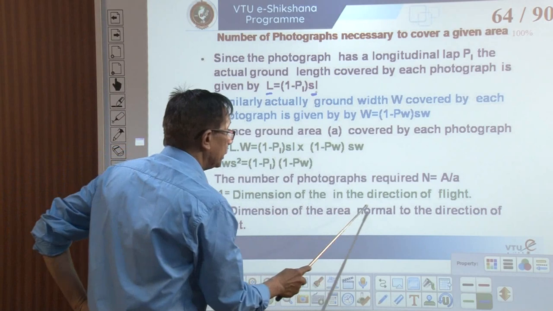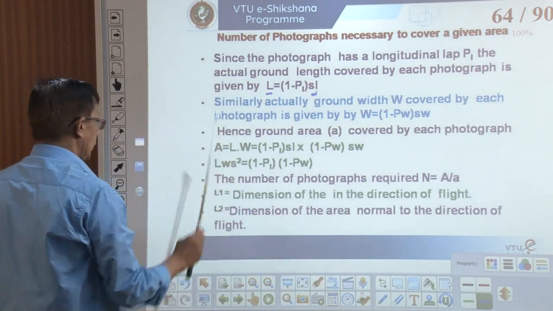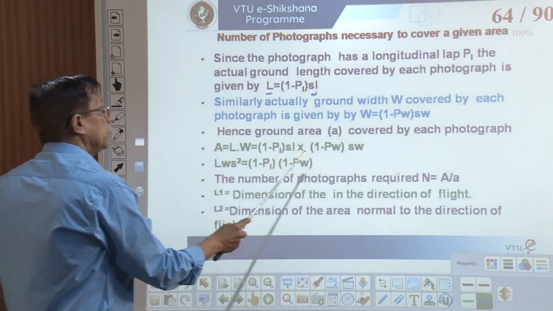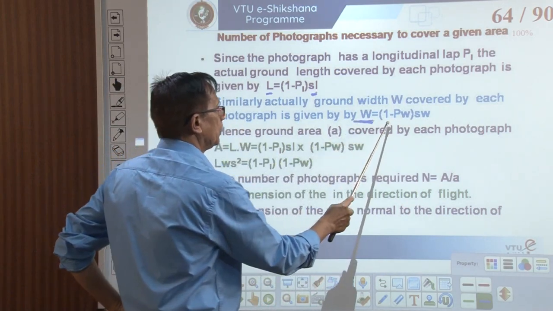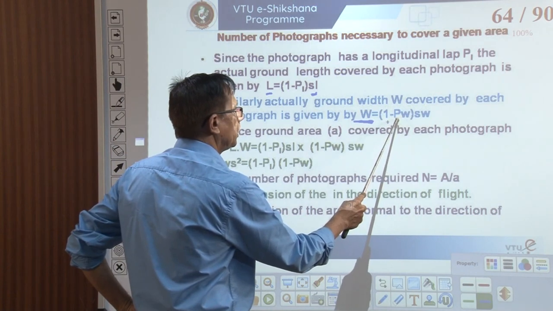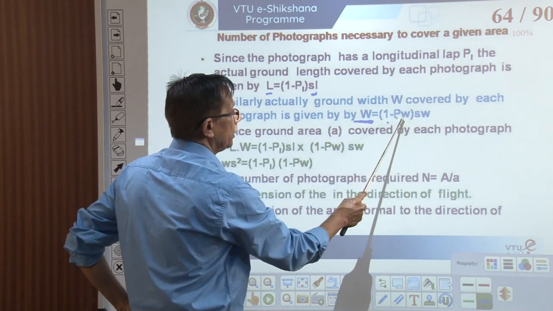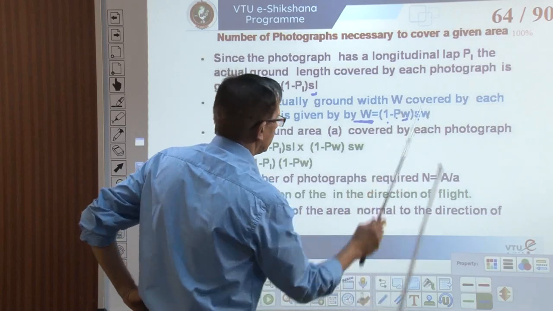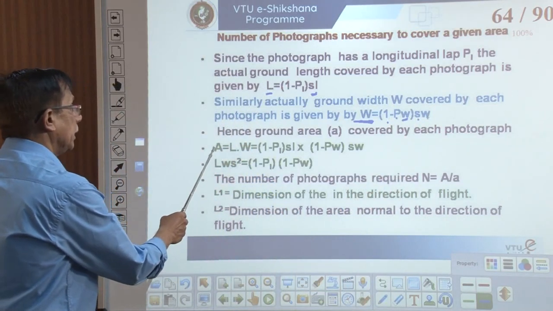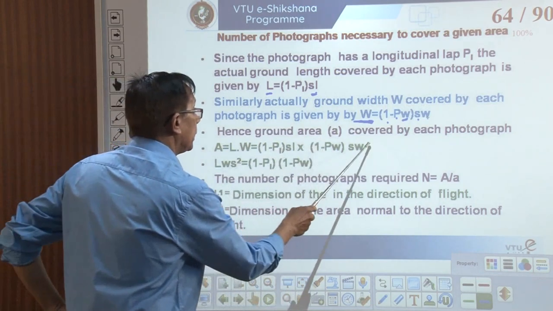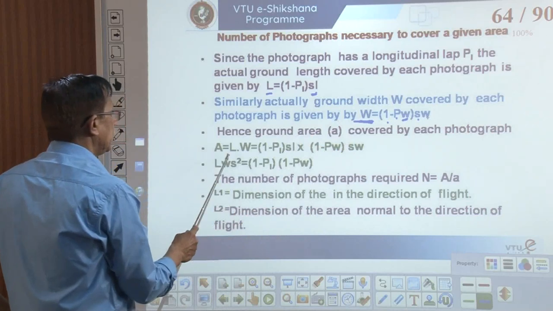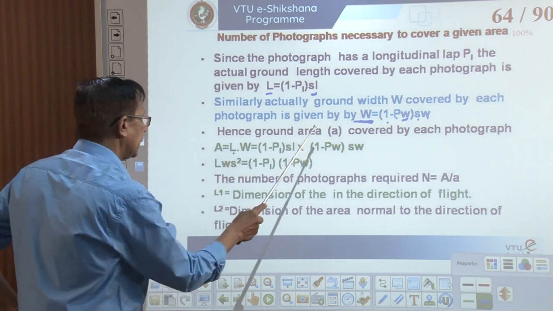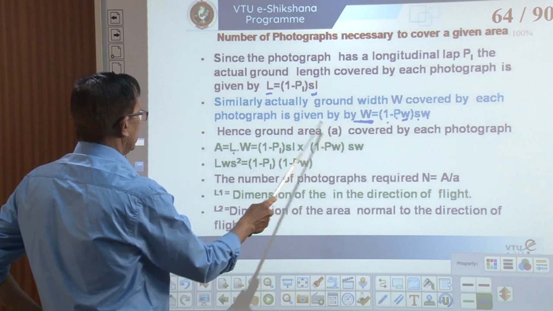Capital L1 is the dimension in the direction of flight. Similarly, the actual ground width covered is equal to (1 minus PW) into S into w. This is the side lap. P means overlap, W means perpendicular to the direction of flight, S is again the scale, and w is the width of the photograph. Therefore, the ground area covered by each photograph is A equal to L into W, the ground covered along the length and along the width. You can take it as capital; here I have made it capital.